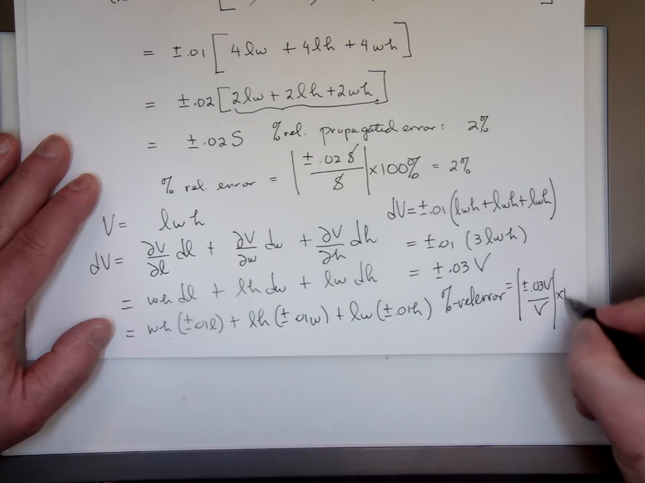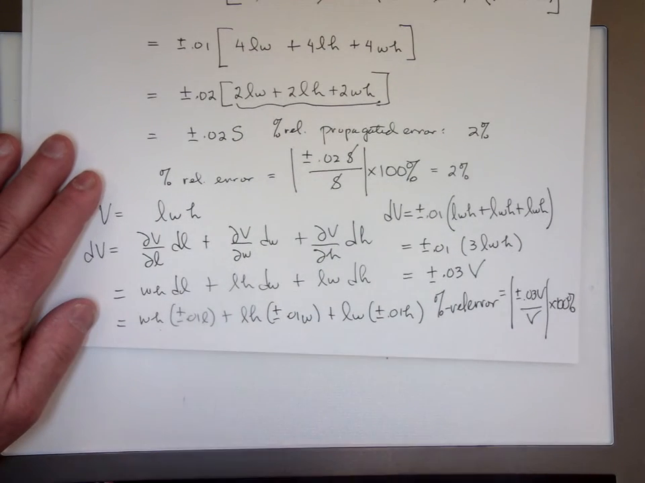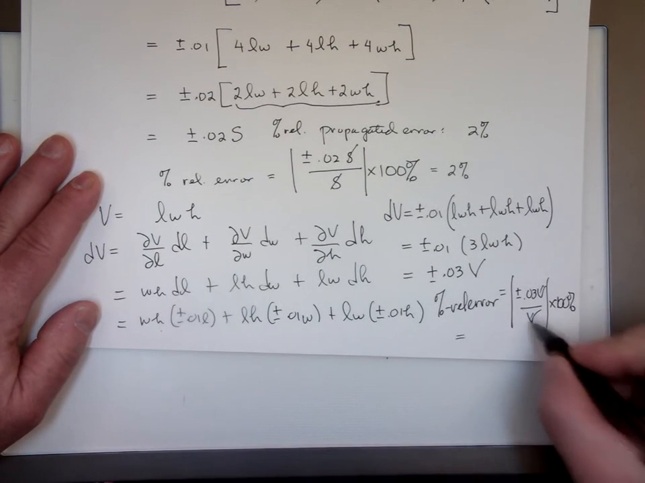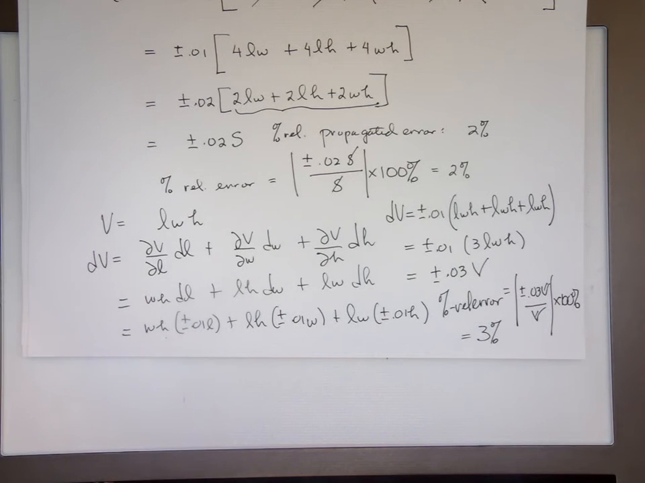I'm probably off the table here, am I? No, I'm still on there. Wow. And that's equal to a 3% error. Okay? And that's what we get, a 3% error. It's kind of interesting.